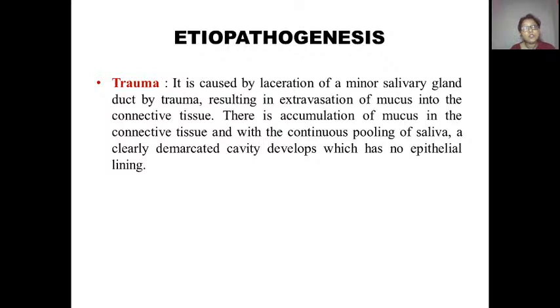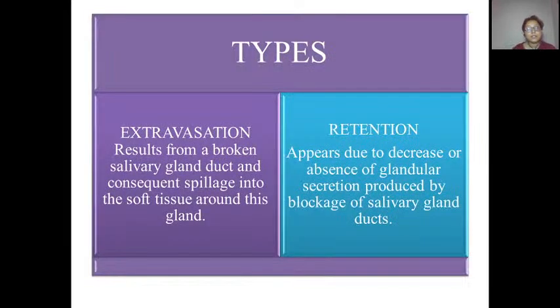Now, the exact etiopathogenesis is trauma, and it is caused by the laceration of a minor salivary gland duct by trauma, resulting in extravasation of the mucus into the connective tissue. There is an accumulation of mucus in the connective tissue, and with the continuous pooling of saliva, a clearly demarcated cavity develops which has no epithelial lining. Now there are two types of mucocele. One is the extravasation type and the other one is the retention type.